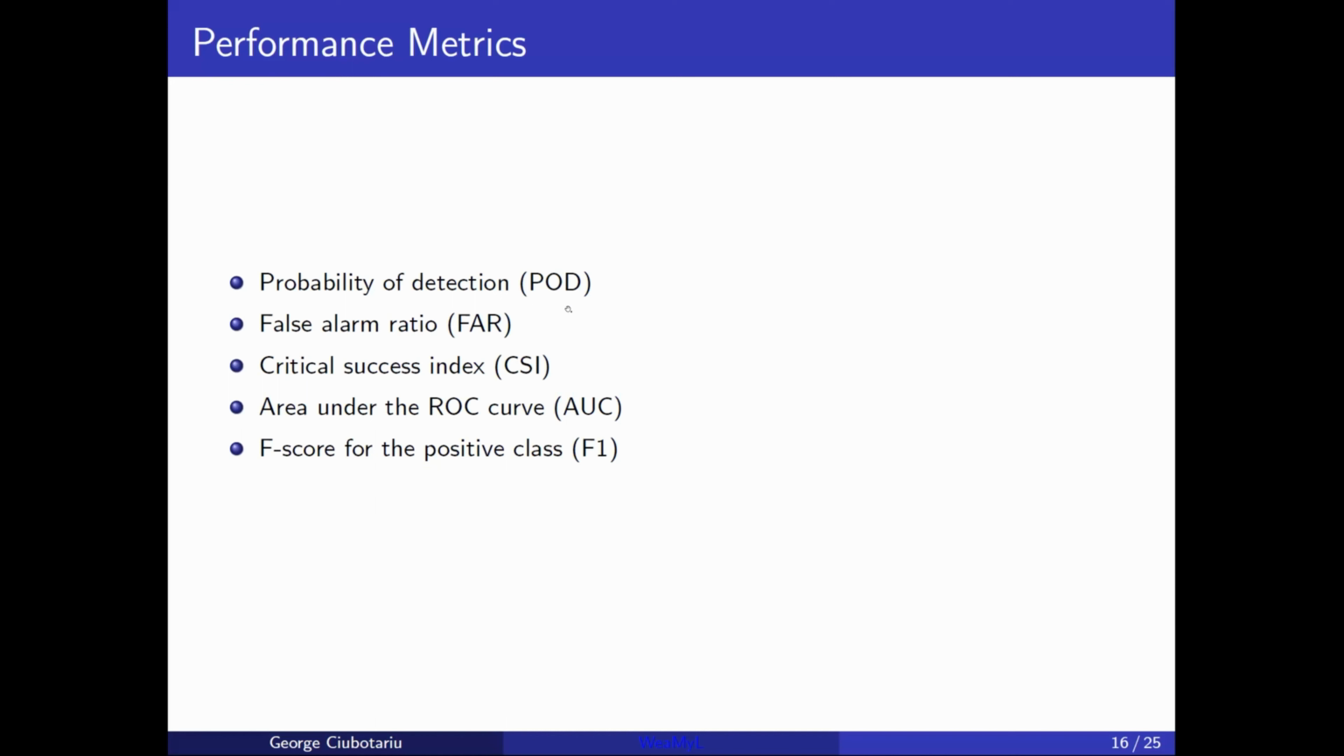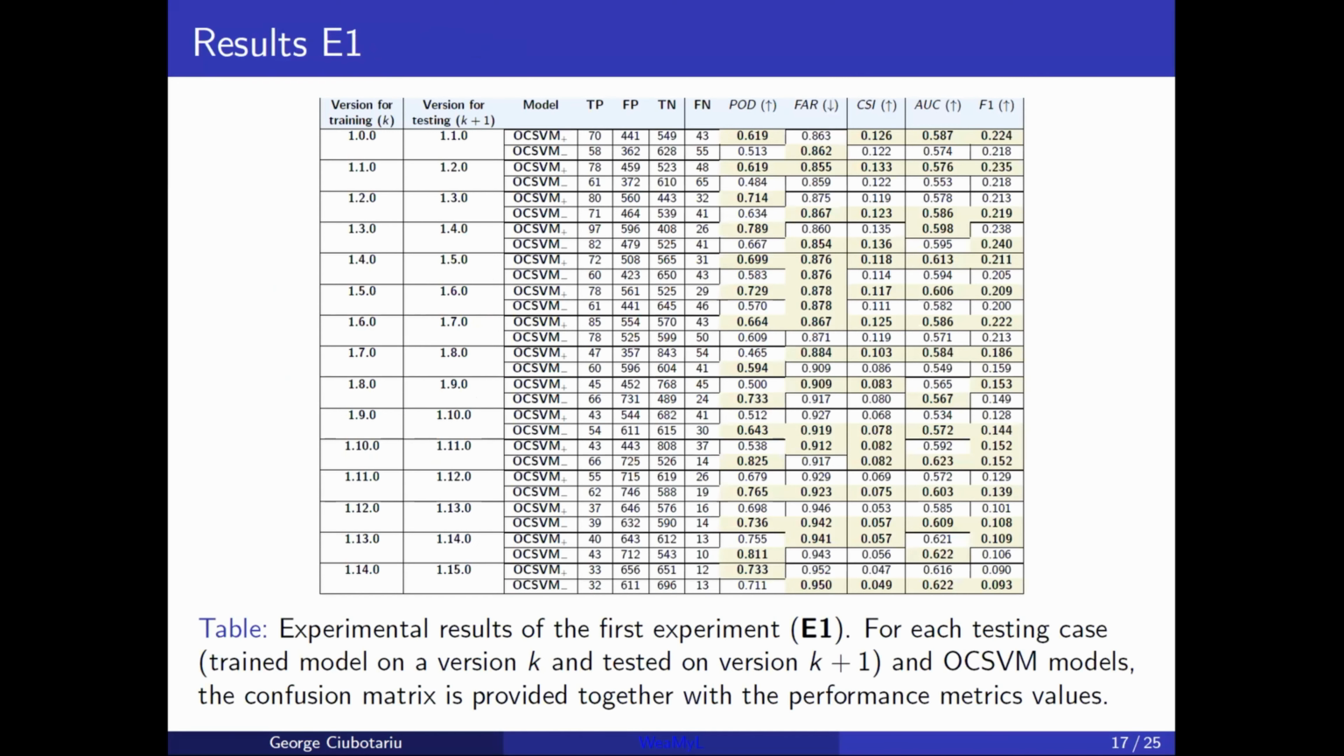Usually the false alarm ratio has to be lowered, and the other metrics have to be maximized in order to get perfect predictions. So here's the first table. It's a large one. We don't have to mind reading it all, but basically what we have is the experiments of training on version 0 and testing on version 1 for the one class SVM plus and minus compared. Here are the confusion matrices.